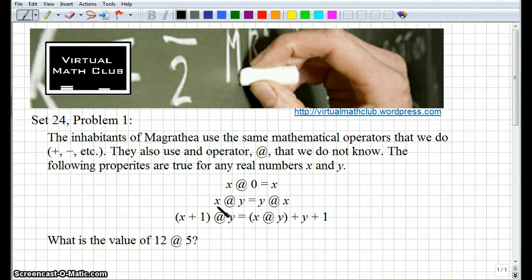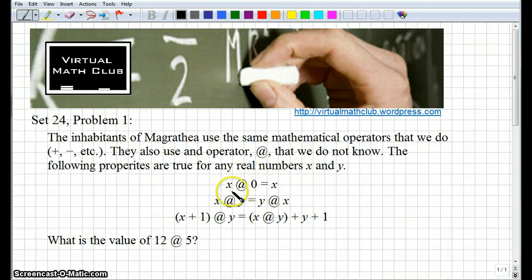Alright, problem number 1. The inhabitants of Magrathea use the same mathematical operators that we do, plus, minus, etc. They also use a new operator that is this at symbol. I'll call it "at." But we don't use that in our arithmetic, do we? But we know the following properties for any x and y.